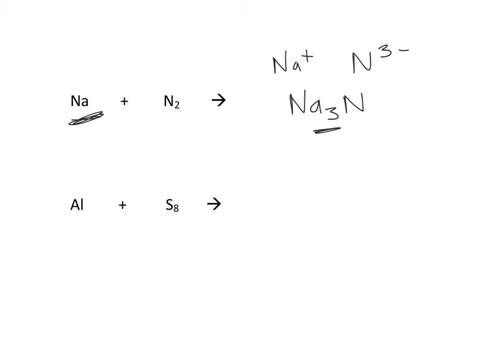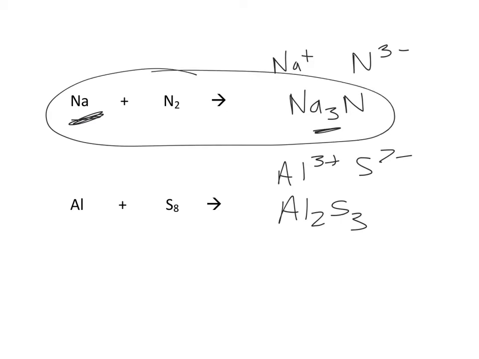Here's another one, aluminum and sulfur. Aluminum likes to be +3, sulfur likes to be -2. When we put those together, we get Al2S3. That is the product we're going to predict. Again, I would balance this later using my balance equation method, but that's it. Those are the products I'm predicting. This is the reaction that occurs, and then we're going to add the coefficients afterwards.